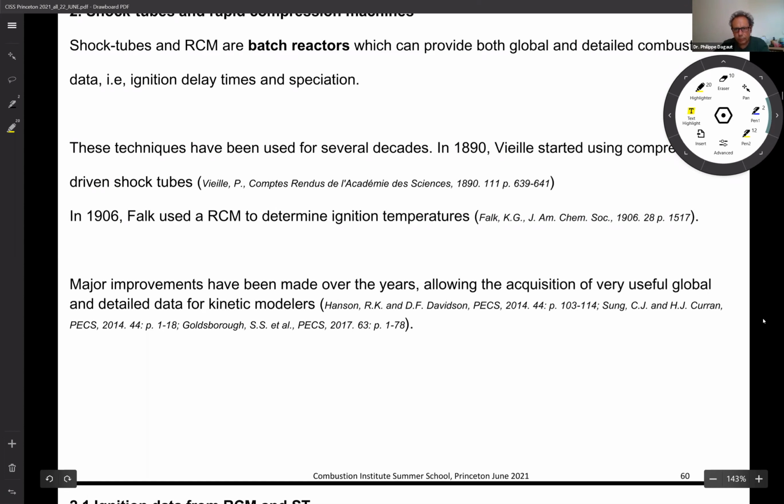More recently, Sung and Curran also published a review in Progress in Energy and Combustion Science. And Goldsborough and co-workers also published a review on rapid compression machines in 2017. So if you are interested in these techniques, you will find lots of details, and it's a critical review. They also explain the advantages and limitations of these techniques.